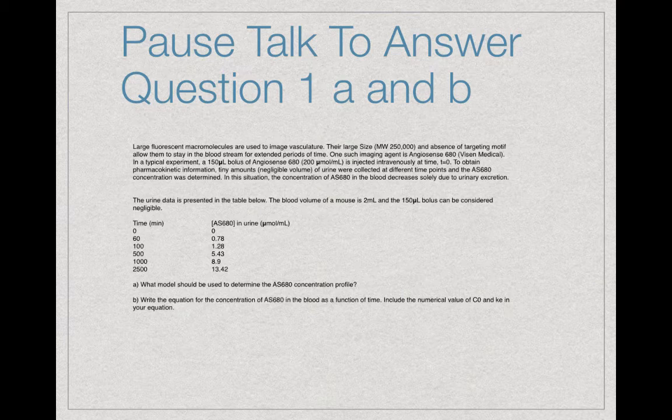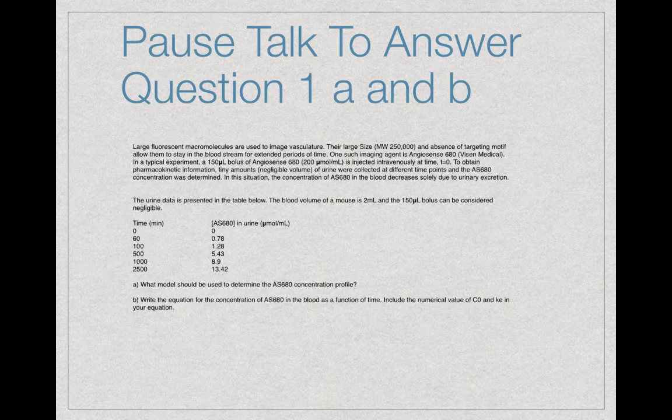In a typical experiment, a 150 microliter bolus of AngioSense 680 is injected intravenously at time t equals 0. To obtain pharmacokinetic information, tiny amounts, negligible volume, of urine were collected at different time points and the AS680 concentration was determined. In this situation, the concentration of AS680 in the blood decreases solely due to urinary excretion. The urine data is presented in the table below. The blood volume of a mouse is 2 milliliters and the 150 microliter bolus can be considered negligible.